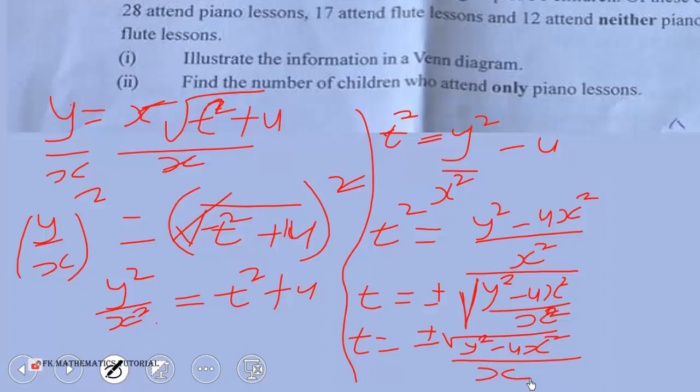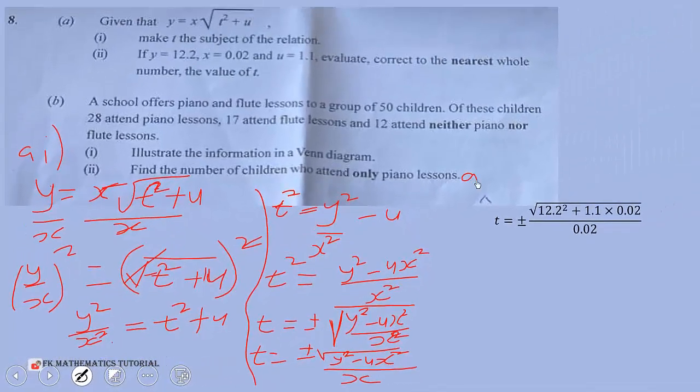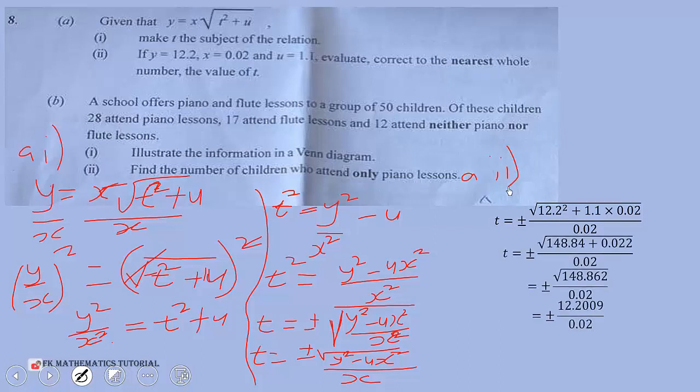So the b part, let's look at the BII. So this is the AII. So let's look at the AII part, it is here. So we are substituting the values y equal 12.2, x equals 0.02 and 1.1. So we substitute and simplify, as you can see, and that will give us plus or minus 610 to the nearest whole number. That is what we are asked to do.